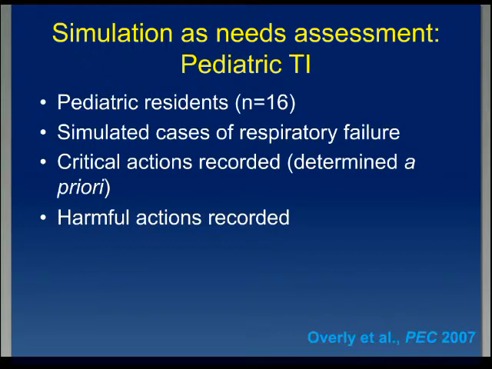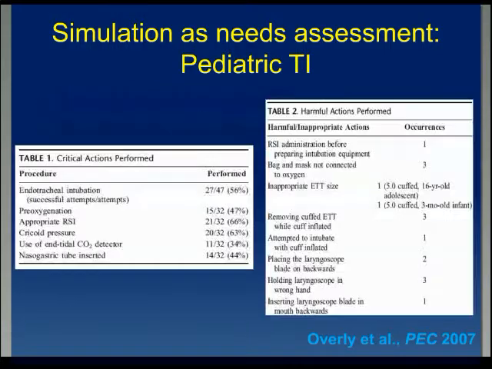They defined a priori a set of critical actions that they wanted to assess how well and how frequently they were done. And then in sort of an open way, they looked to see what harmful actions were recorded. And these weren't determined. As they were looking, they were going to keep track of things that were done that they thought could have been deleterious in a real situation. And I think their findings are very interesting.